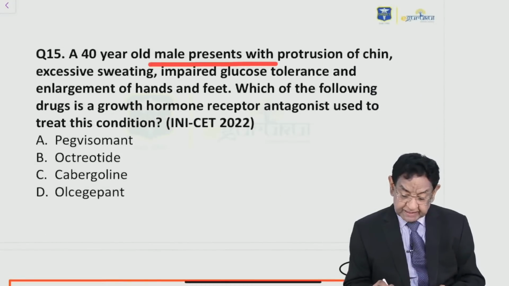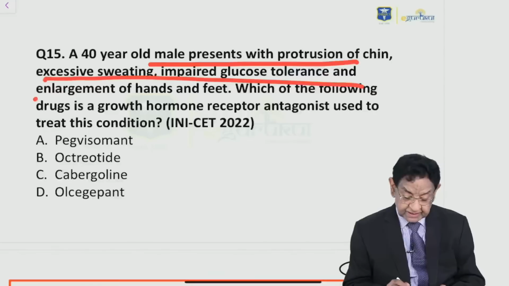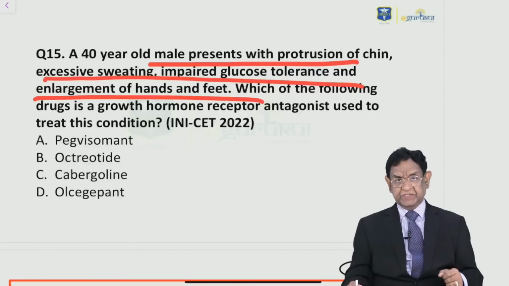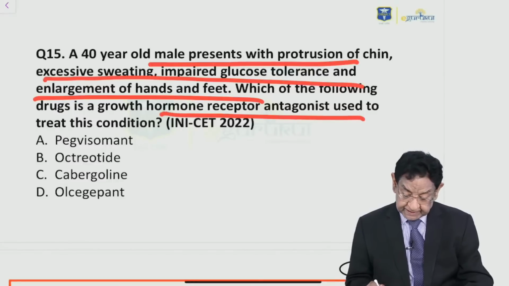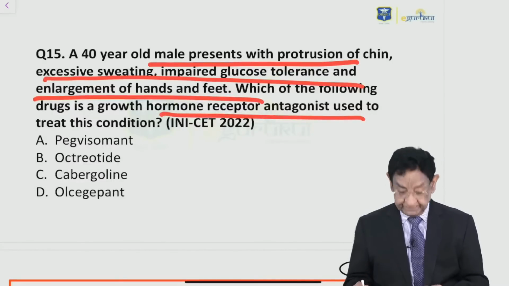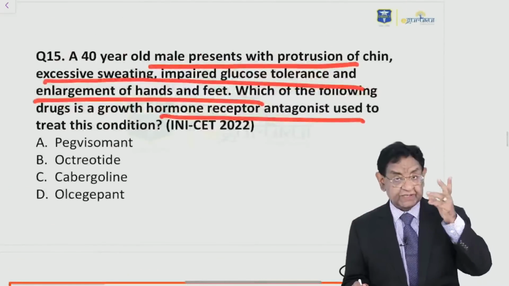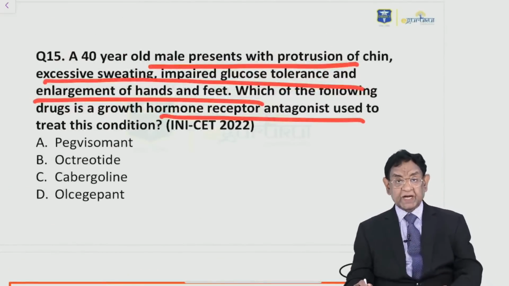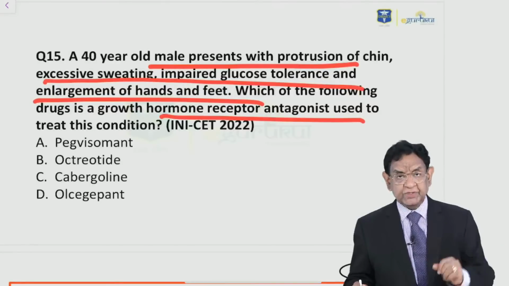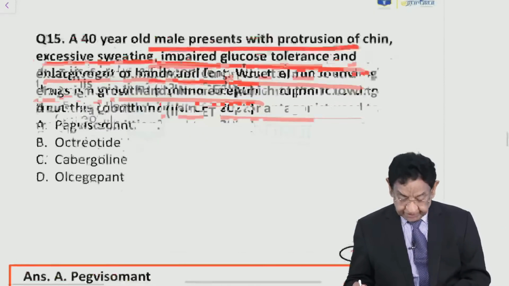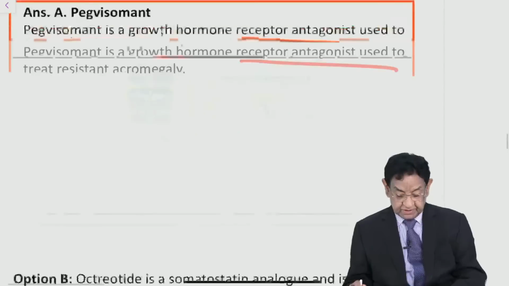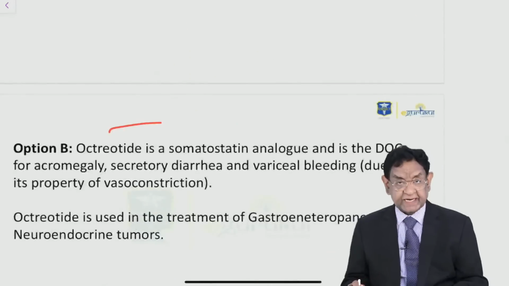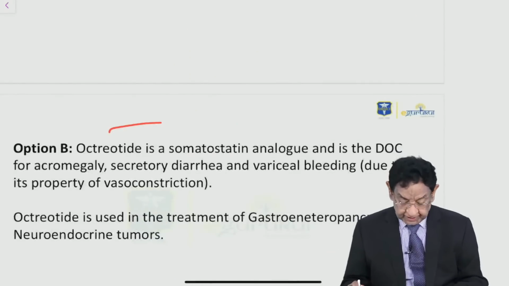A 40-year-old male comes with a protrusion of chin, excess sweating, impaired glucose tolerance, enlargement of hands and feet. This is a very easy question. The question itself tells you acromegaly. Growth hormone receptor antagonist. This question we have discussed earlier, but it's a repeat question. Now you can imagine how in the last 3 years you got this question twice. Treatment of acromegaly: pegvisomant is the receptor antagonist I told you in the previous question, and octreotide is a somatostatin analog. I discussed this question, so no need to write.